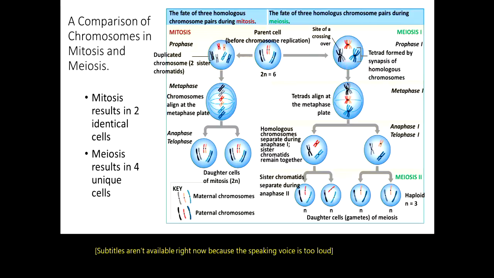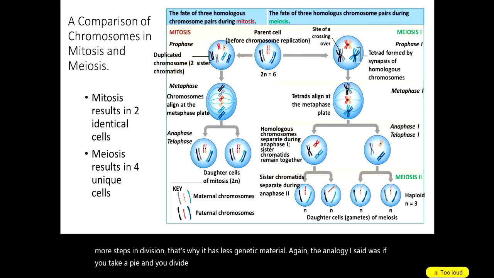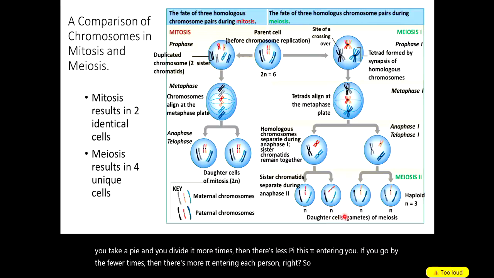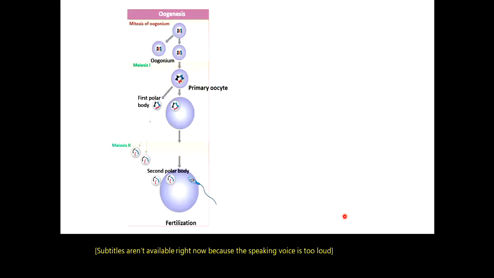Second question, why do you have half the amount of genetic material? Because you have more steps in division. That's why it has less genetic material. Again, the analogy I said was, if you take a pie and you divide it more times, then there's less pie entering each person. If you divide it fewer times, then there's more pie entering each person, right? So similarly, with more steps in division, there's less genetic material inside. All right, so now let's see how these steps in mitosis and meiosis apply to oogenesis.